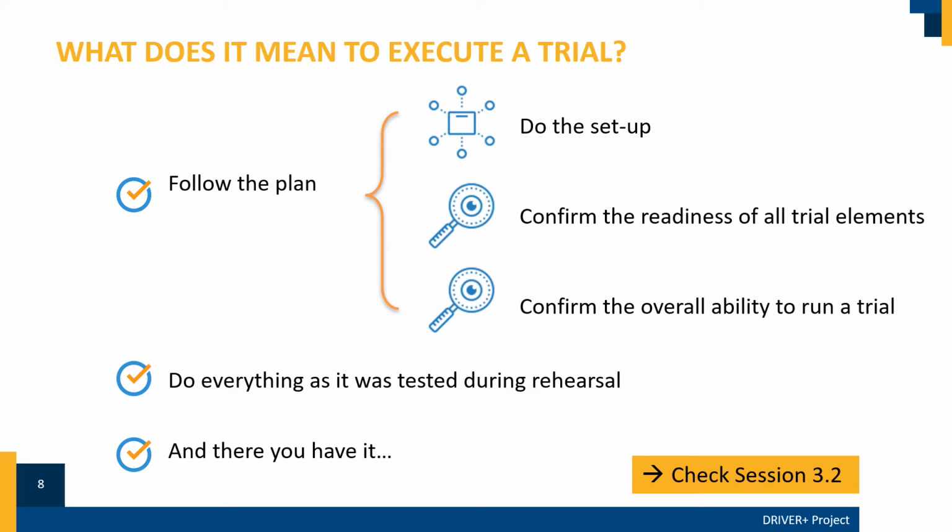There is only one principle of running the trial. Set everything according to your plan. Everything has already been tested during the dry runs, so set it up, check the readiness of those elements that your role is responsible for, report their readiness to the coordinators, and when overall readiness is confirmed, just do everything as prepared.